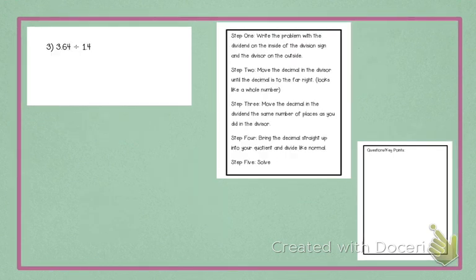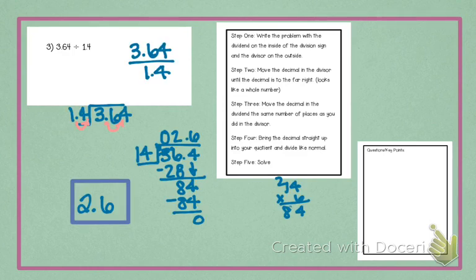We have one more problem. I would like you to push pause and try it, and then press play when you think you have your answer. Okay, so you should have gotten 2.6, and if you did not get that answer, I would suggest pushing pause and seeing where you made your mistake. If you have any questions, again, write them down on your paper and be prepared to ask them tomorrow in class.